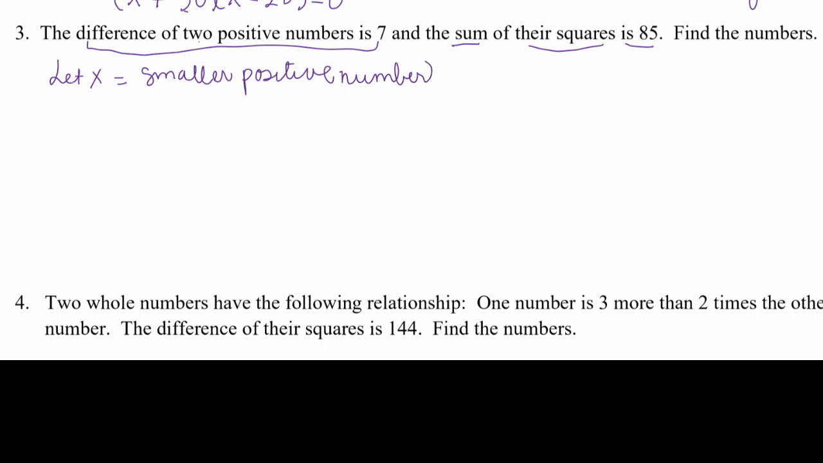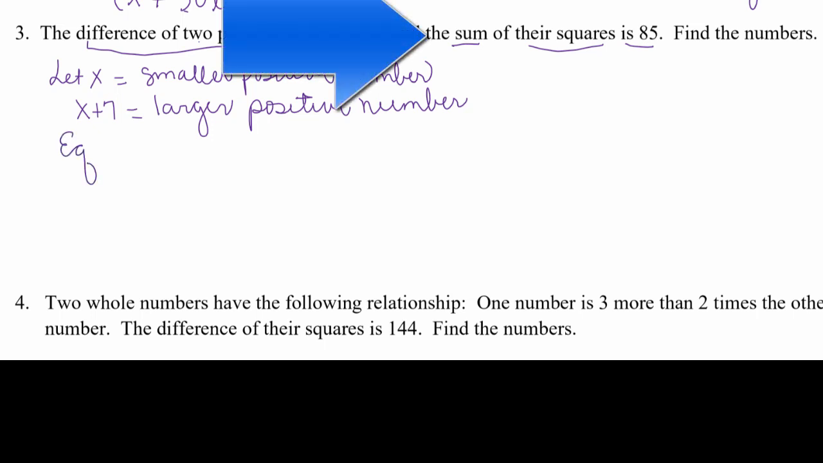Then the fact that you know that the difference of the two numbers is 7, what does that tell you about the larger number? How far away from x must it be if the difference is 7? Well, if you said 7 units, then you're right. So that means that x plus 7 is the larger positive number. Okay? Because notice if you subtract these two, you get 7, right? If you take x plus 7, subtract x, you get 7. Okay? So now for the equation though, we're going to use this given.